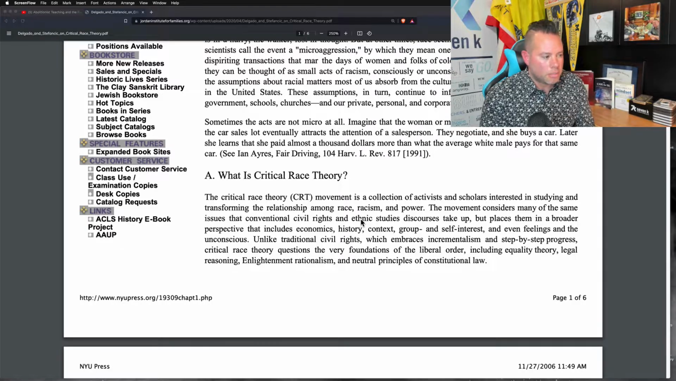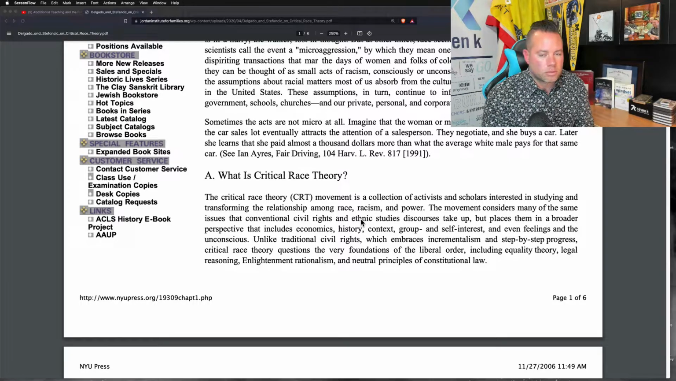The movement considers many of the same issues that conventional civil rights and ethnic studies discourses take up, but places them in a broader perspective that includes economics, history, context, group and self-interest, and even feelings and the unconscious. Again, I'm doing this because I want to stop social emotional learning coming into American classrooms, specifically my child's. So you see that there's a place in critical theory to talk about your feelings and your unconscious, to essentially try to change who that person is fundamentally.